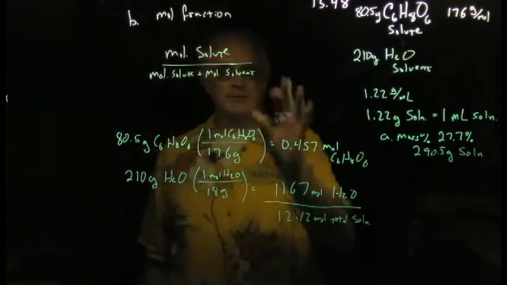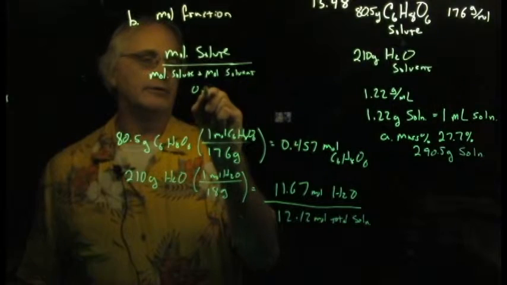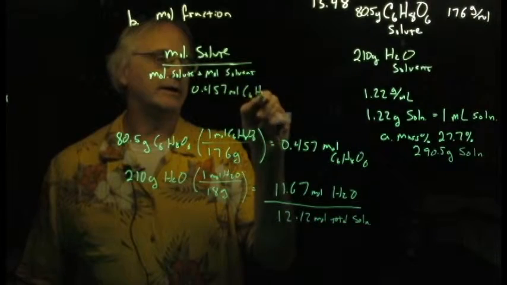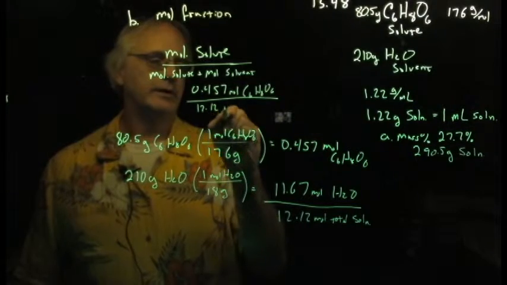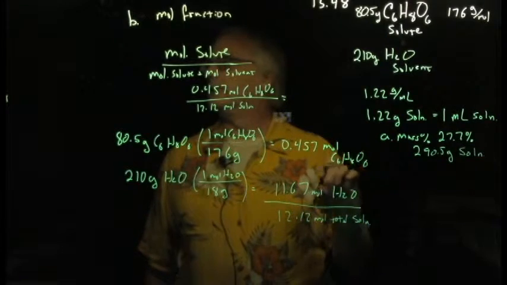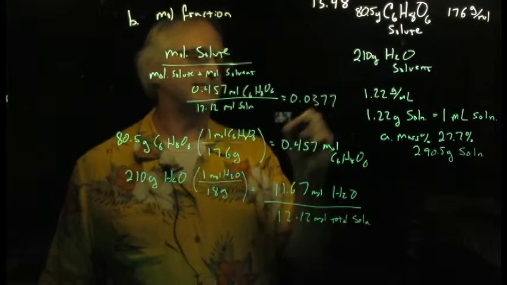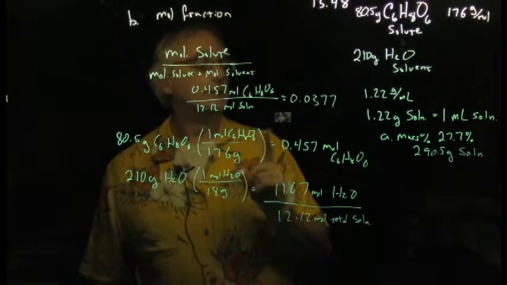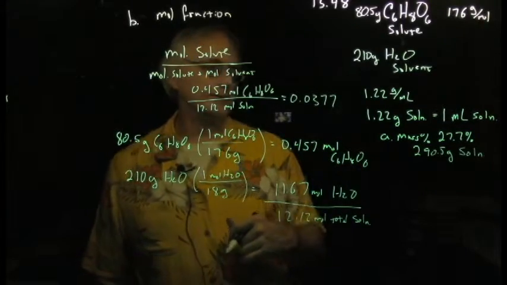Okay? And so we put those numbers together and punch it out on the calculator. 0.457 moles, one more time, C6H8O6 over total number of moles in the solution, 12.12 moles solution. And we do that, punch, punch, punch. And what did we come out with? There it is, 0.0377. Okay. So almost 4 out of every 100 molecules in here, number of moles, is actually a solute molecule of vitamin C. The remaining 96 molecules are the solvent.